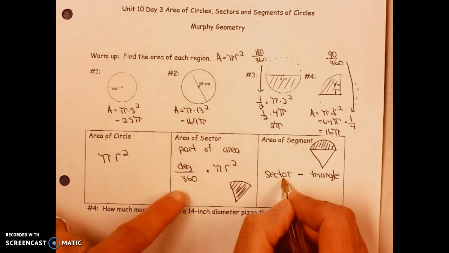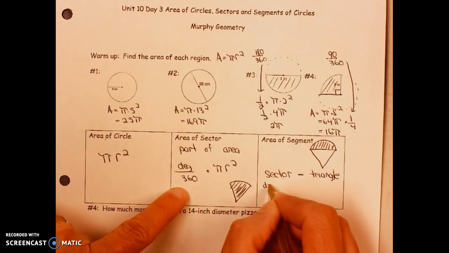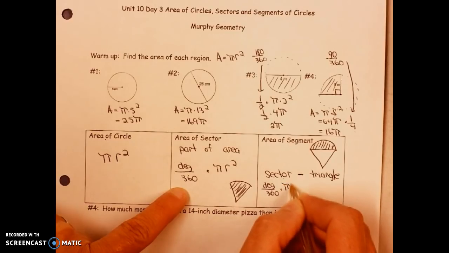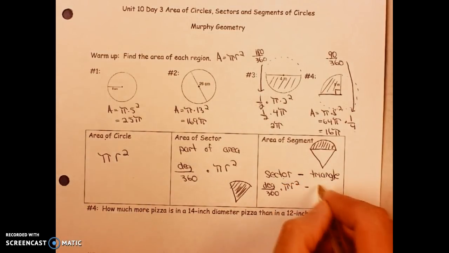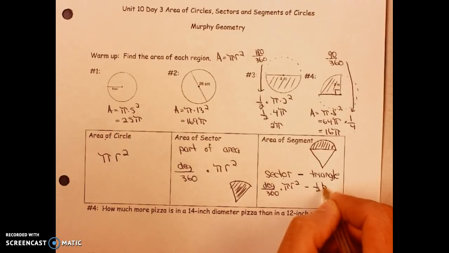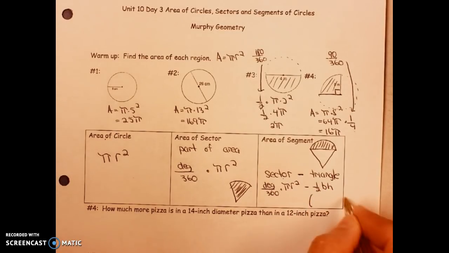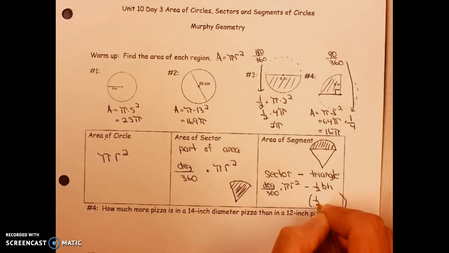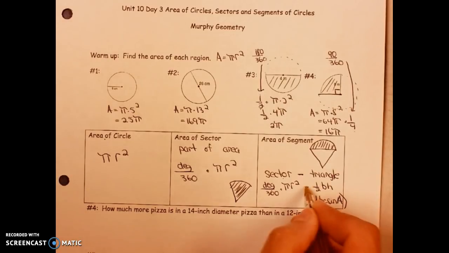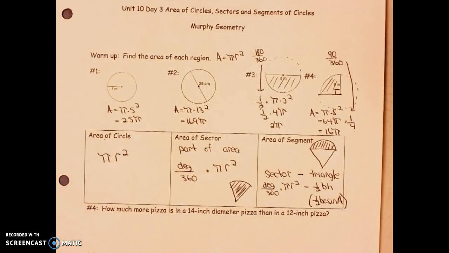So our formula for area of a sector was right here. It was the degree over 360 times pi r squared. The area of the triangle, you've got a couple different formulas. Your most common one is 1/2 base times height, but I'm also going to introduce or refresh your memory. There was one other formula that we roughly saw in the last unit. It was 1/2 bc times the sine of A, and I'll go through that a little bit more for you shortly.